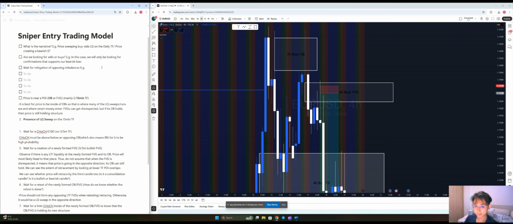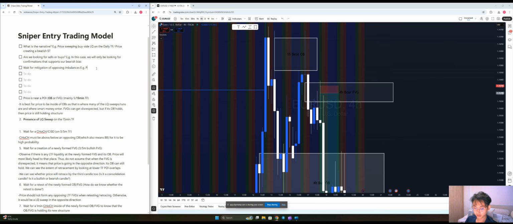Also on the low time frame, when we are about to enter, we also have to wait for the mitigation of opposing imbalances. Right now we are on the higher time frame, waiting for mitigation of opposing imbalances. You can also see it as price retesting the forward bearish fair value gap.